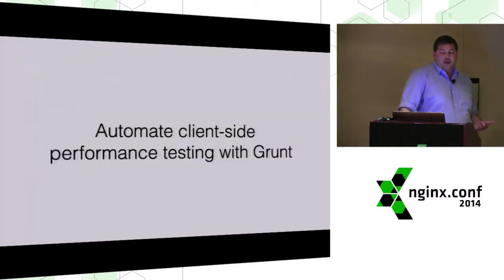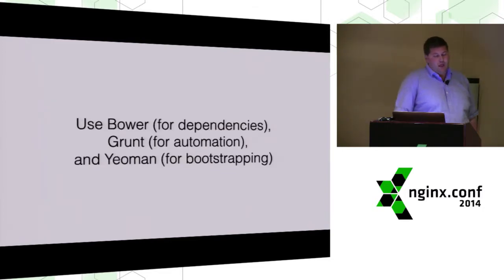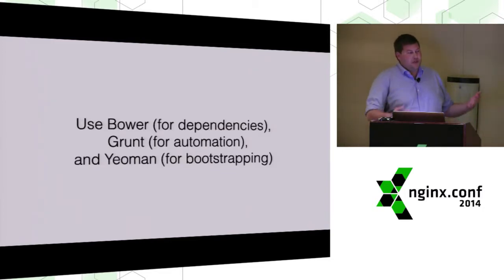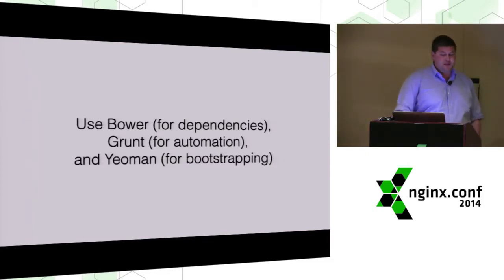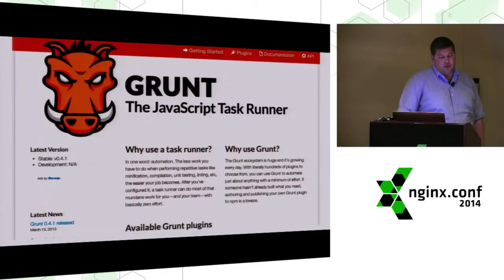So you should try to automate client-side performance testing with Grunt. I think that it makes it really easy to do. I mean, there's a bunch of tools that allow you to do this. Grunt's my current flavor. So if you haven't been paying attention for a long time, you should be using Bower for managing dependencies, Grunt for automation, Yeoman for bootstrapping a simple app. Most of the time, if you just use Yeoman, you have a bunch of best practices bootstrapped in, and then you can use Grunt for the automation.